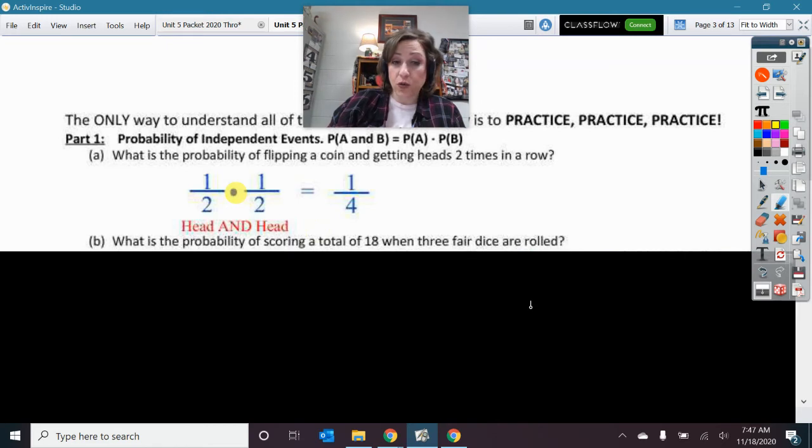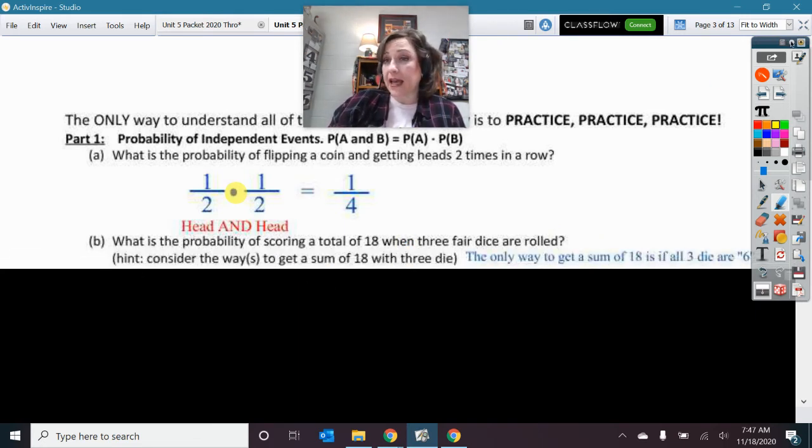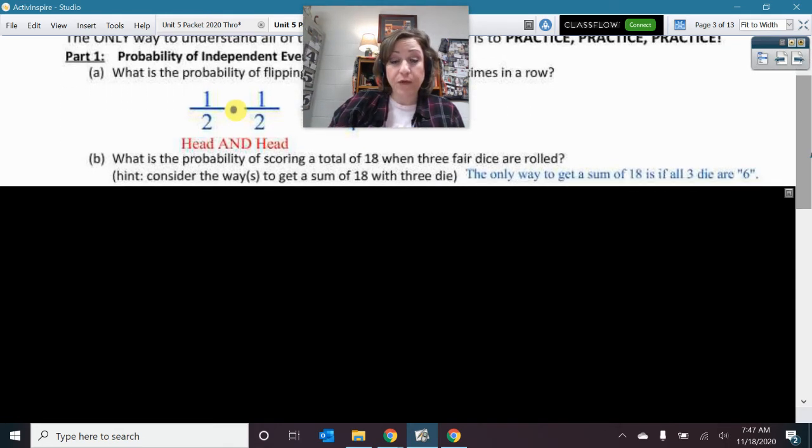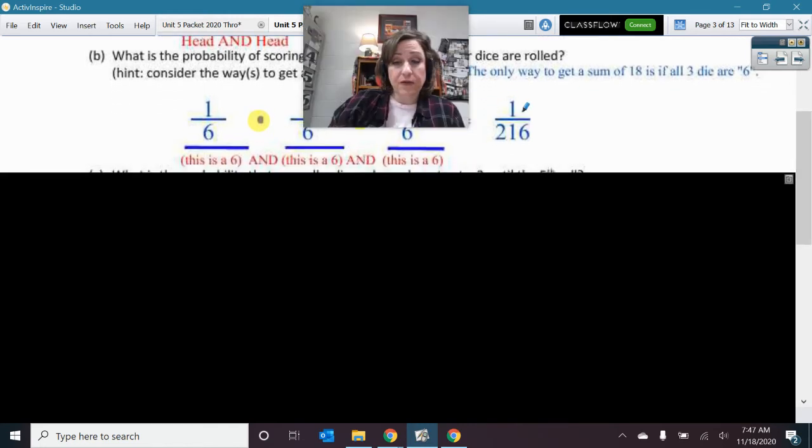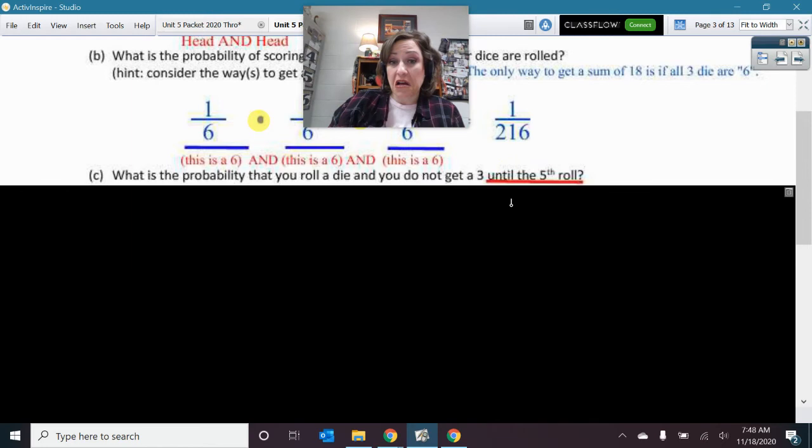Next, what's the probability of scoring a total of 18 when 3 fair dice are rolled? Okay, well, how can you get a sum of 18 from 3 dice? The only way to get that sum of 18 is if all 3 dice are a 6. So I need the first one to be a 6, and the second one to be a 6, and the third one to be a 6. This one's a 6, 1/6, and this one's a 6, 1/6, and this one's a 6, 1/6, okay? And answers can be in fraction or decimal or percent. All those are totally interchangeable, no difference whatsoever.